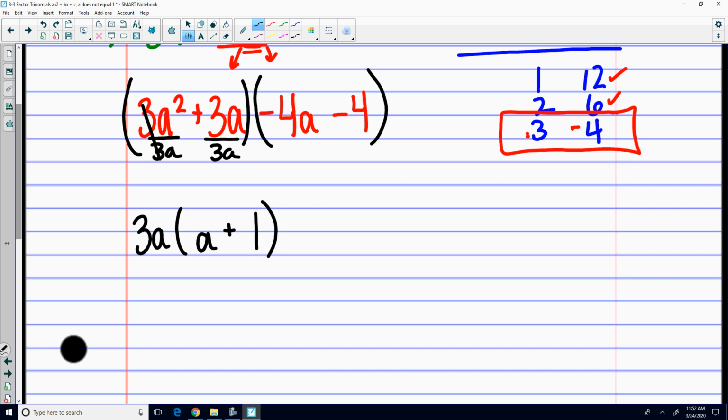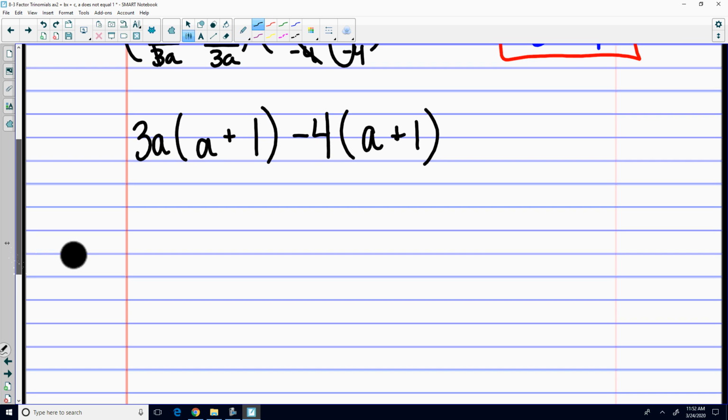So, if I look up what I have, negative 4a minus 4, I can pull out a negative 4. And if I pull out a negative 4, I'm going to get the positives I need. These cancel. These give a positive a. Negative and a negative, plus 1. I got it. Rewrite your terms.